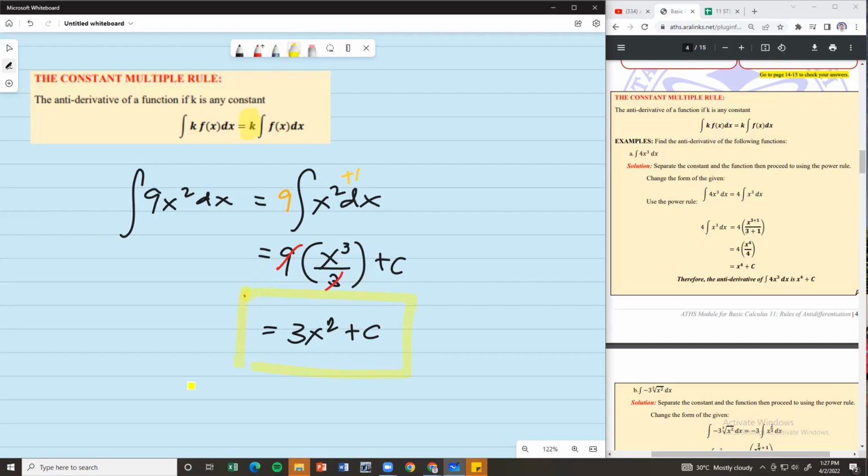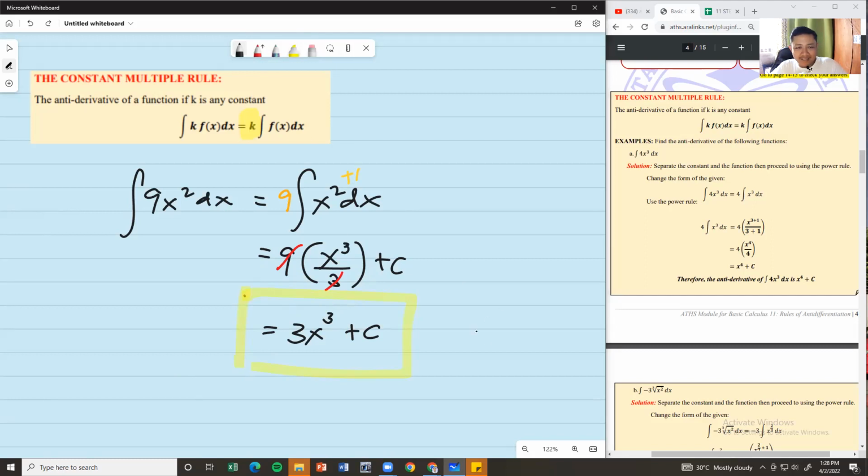Pero hindi po ba dapat cube? Ay, yes, sorry. I mislooked it. Thank you for that. That is cube. Simply because that's cube. Yeah, thank you for that. I'm glad you noticed it. Very good. So that's 3x cubed plus c. Thank you for the correction. Show me a reaction if that's clear.